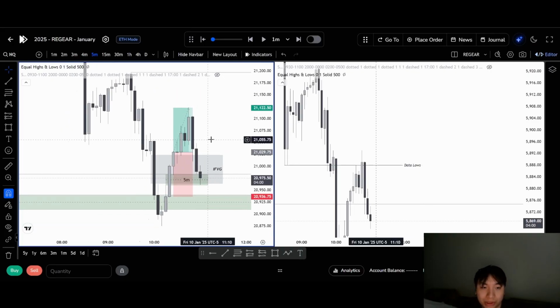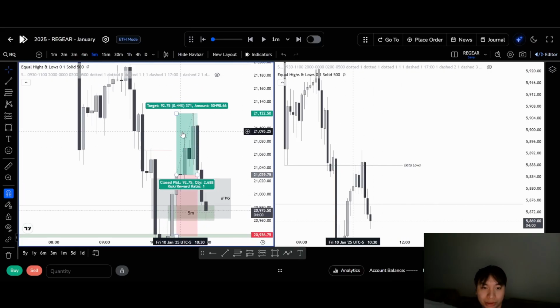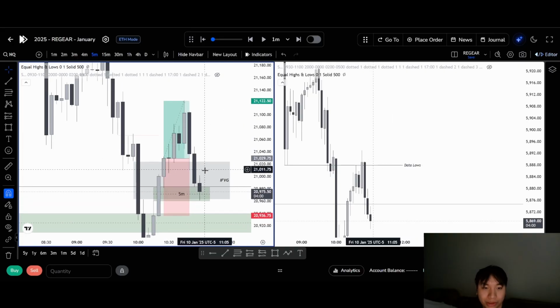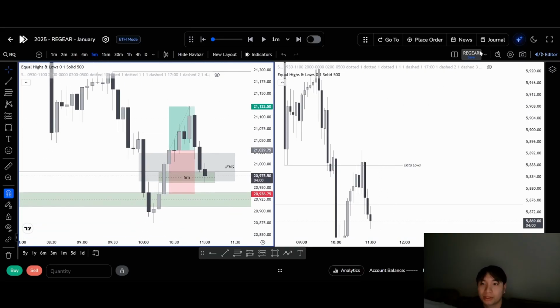I'm still gonna journal it, but this would be Friday's trade, just a 1-to-1. And then by Friday, it's already 11, so it's too late. I'm just gonna go journal that.